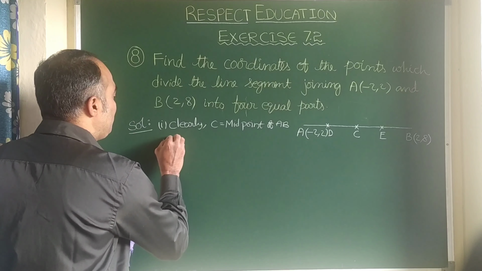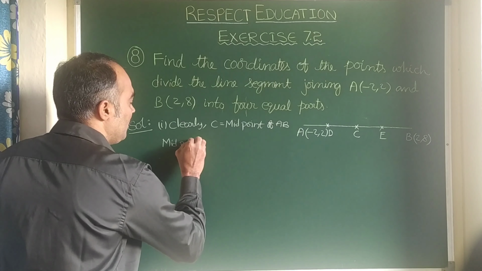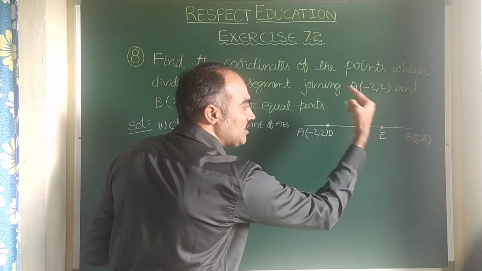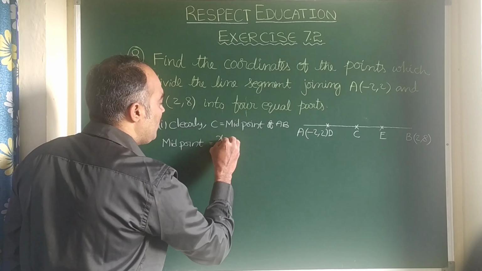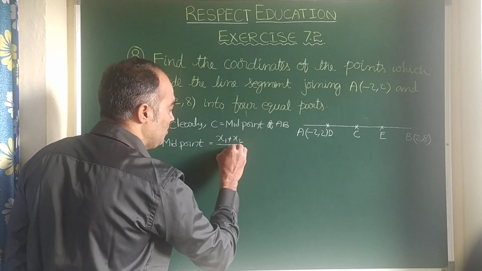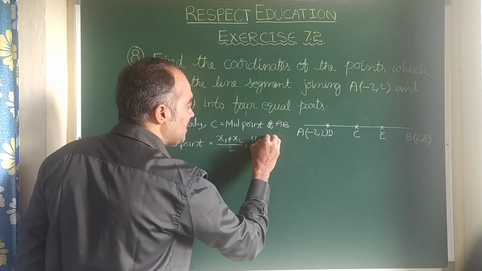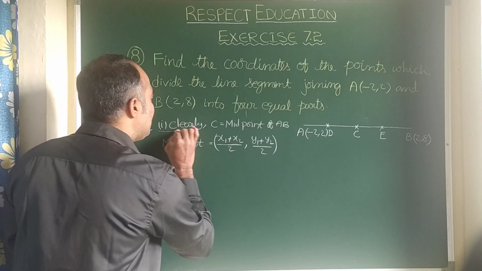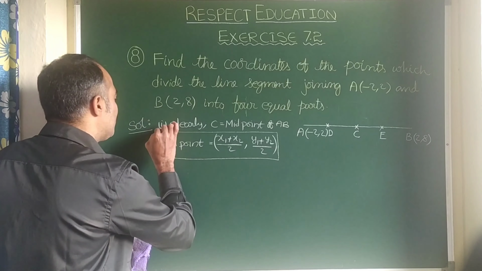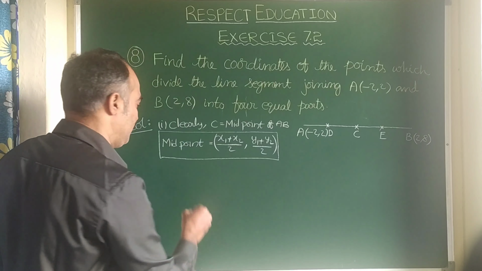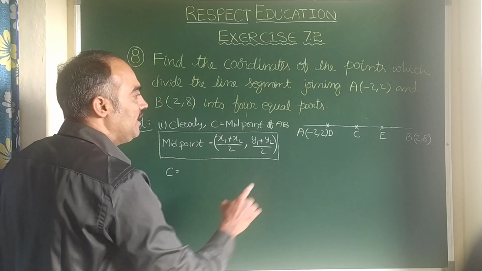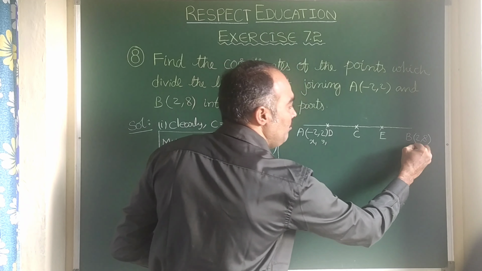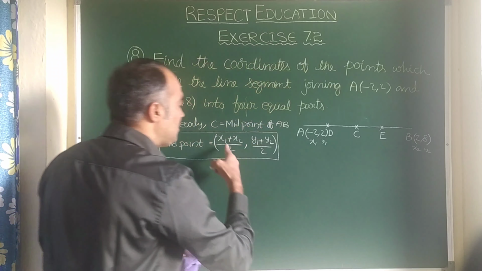As you know the midpoint formula, the midpoint of the line joining A(x1, y1) and B(x2, y2) is ((x1 + x2)/2, (y1 + y2)/2). Since it is a point, we need to maintain this bracket. So based on this midpoint formula we are going to solve this problem. Let us find C first. So C is equal to (x1 + x2)/2. Let us take A as (x1, y1), B as (x2, y2). So let us apply the formula.